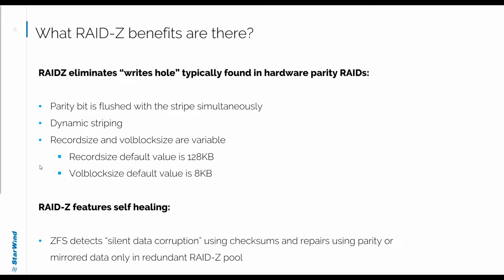Additionally, you can also set the record size for traditional datasets in ZFS and the volume block size for ZFS volumes, which are block devices. The defaults are 128 kilobytes for the record size and 8 kilobytes for the volume block size.